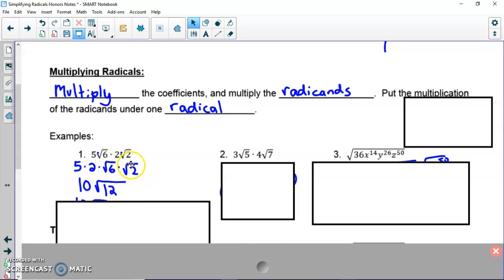So this is really the reverse process of what we did on the first page. In the first page, we had one radical. We made it two separate radicals separated by multiplication. We can reverse that process. If we have two radicals separated by multiplication, we can make it one radical.